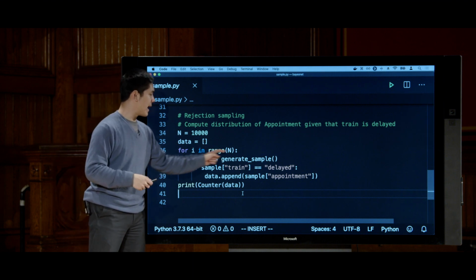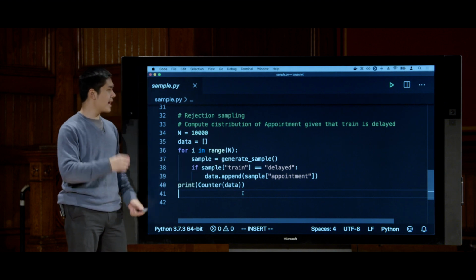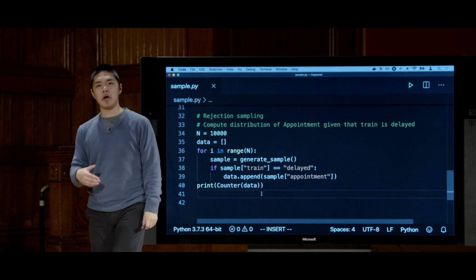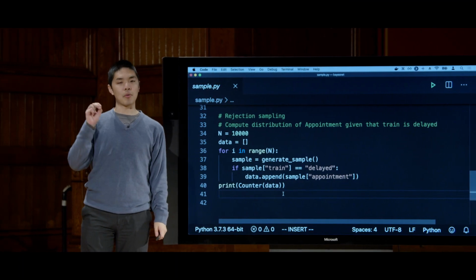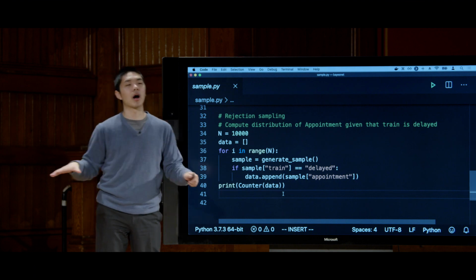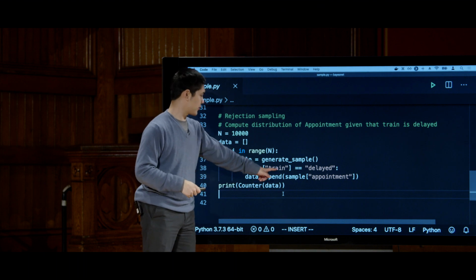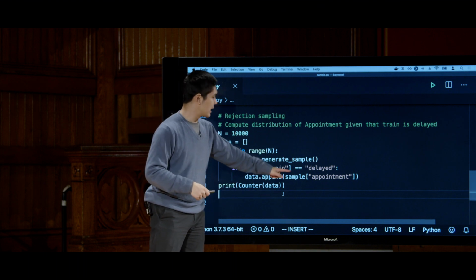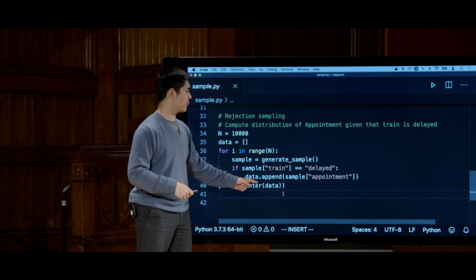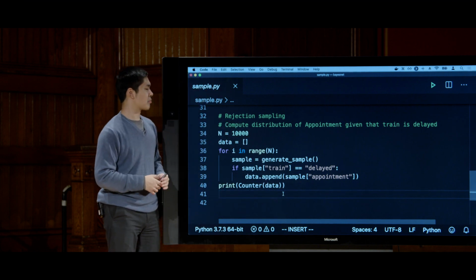I'll go ahead and loop n times, in this case 10,000 times. I'll generate a sample. And I want to know the distribution of appointment given that the train is delayed. So according to rejection sampling, I'm only going to consider samples where the train is delayed. If the train's not delayed, I'm not going to consider those values at all. So I'm going to say, all right, if I take the sample, look at the value of the train random variable. If the train is delayed, well, let me go ahead and add to my data that I'm collecting the value of the appointment random variable that it took on in this particular sample.